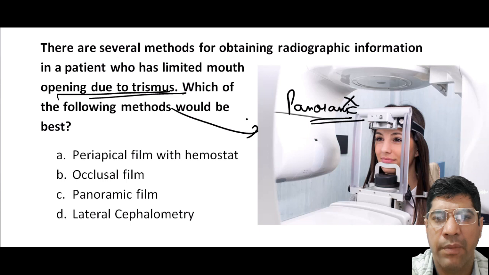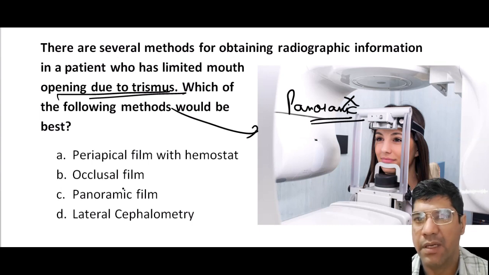Option lateral cephalometry. This cephalometry is primarily used for orthodontic and orthognathic surgery assessment and treatment planning. So it is just a side profile of the patient's face, including skull, jaw, and soft tissue. That allows the orthodontist to assess the relation and alignment of facial bones and the teeth. So the best answer here would be panoramic film.